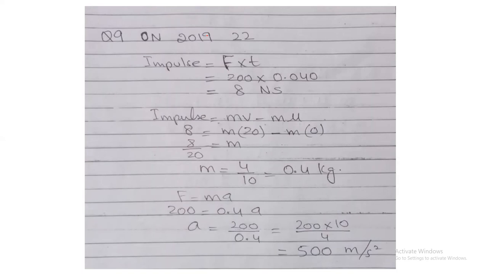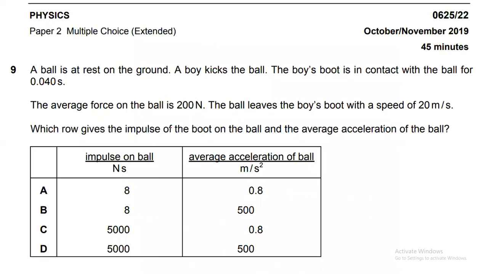Now I can apply Newton's second law, and that says F is equal to ma. So 200 is equal to 0.4 into a. So the a will be equal to 200 divided by 0.4, and that will be 500 meter per second square, sorry, acceleration this is. So the impulse is 8, and the average acceleration is 500. B is the option.